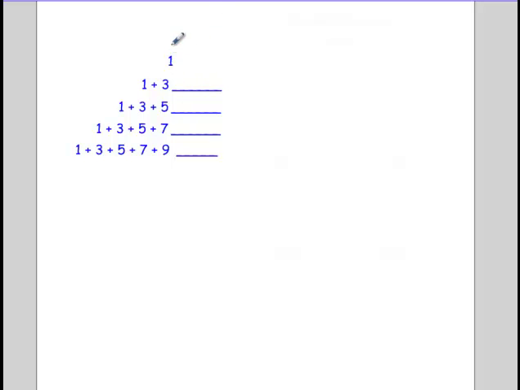So the first one doesn't require anything, but the next one, 1 plus 3 is 4. Now, from here on out, you don't have to do 1 plus 3 is 4, plus 5 is 9. You could just go, this was my previous answer, plus 5 is 9. So this was 9, plus 7 is 16. This was my 16, plus 9 is 25.